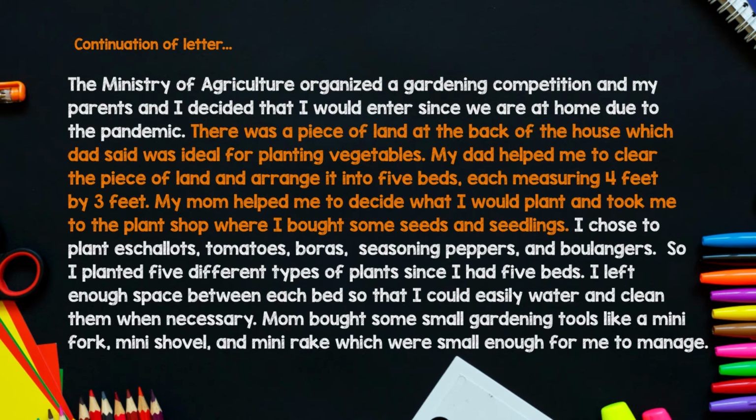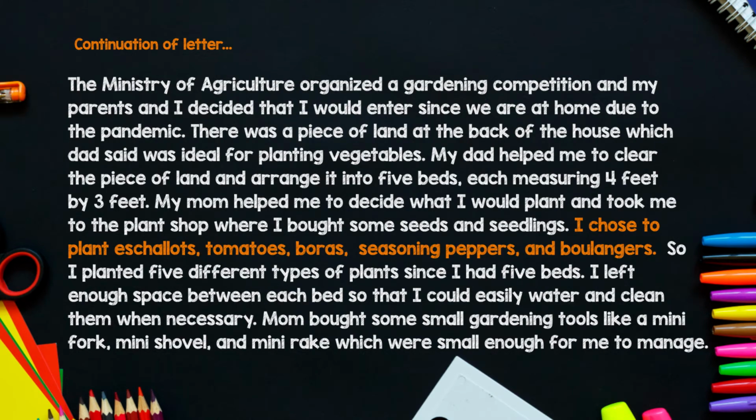There was a piece of land at the back of the house which Dad said was ideal for planting vegetables. My dad helped me to clear the piece of land and arranged it into 5 beds, each measuring 4 feet by 3 feet. My mom helped me to decide what I would plant and took me to the plant shop where I bought some seeds and seedlings.